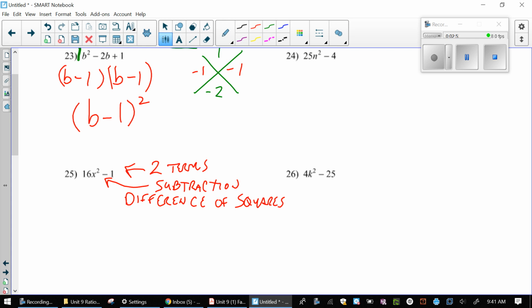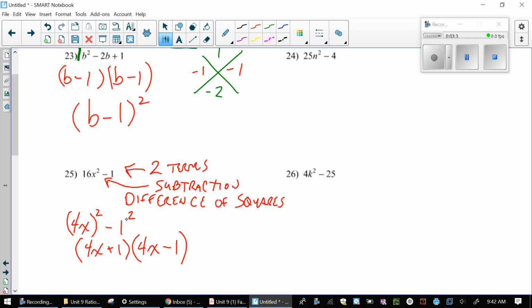If you think about what this really means, 16x squared is the same as 4x, and I'm going to put parentheses around this because that means I have to square the 4 to get the 16 and square the x to get the x squared. And then we have 1 squared. When we see this pattern of 2 perfect squares with subtraction between them, our difference of squares pattern simply says take the square root of the first thing, in this case 4x, and the square root of the second thing, which is 1, and we have the same binomial, but with a plus and a minus. By having these alternating signs, that's what cancels out our middle term.